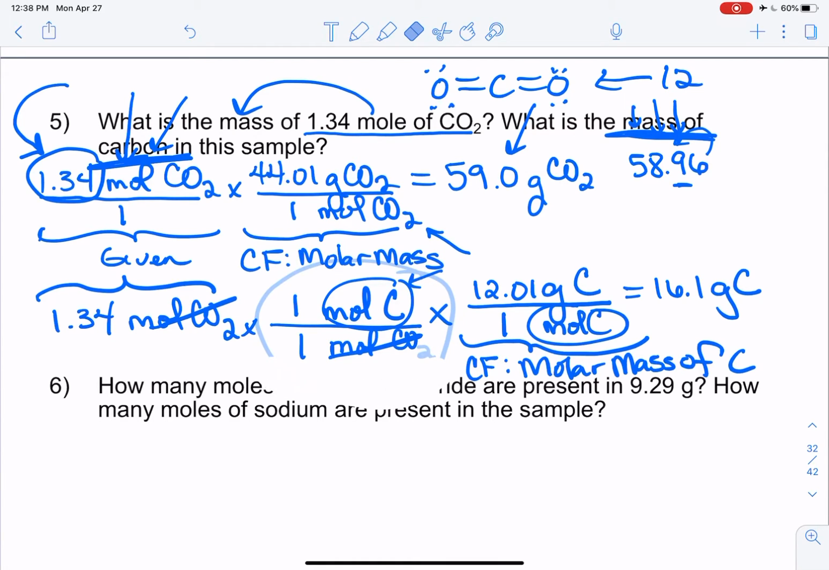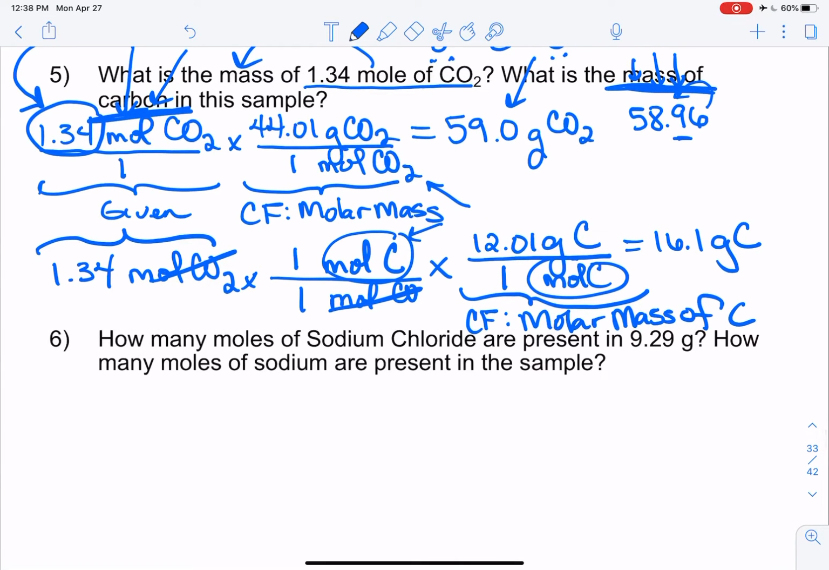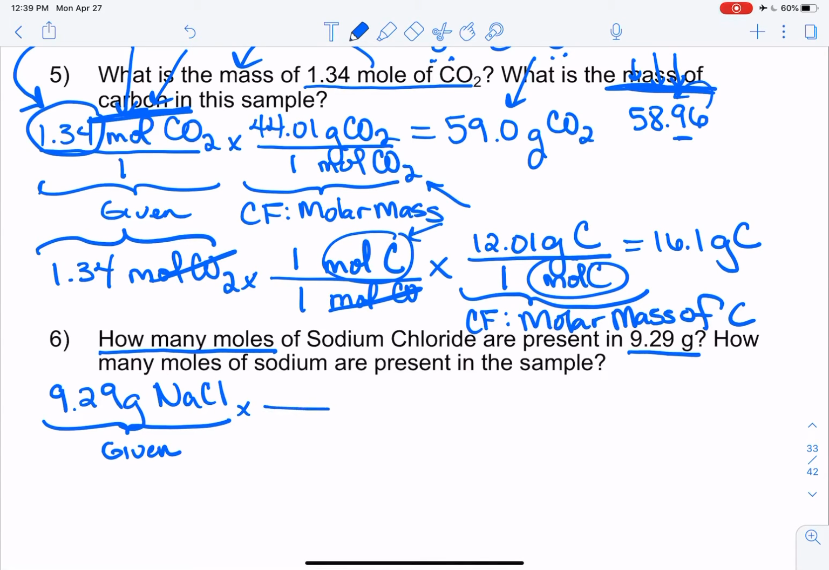Okay, so the next problem says that we have 9.29 grams of sodium chloride, and we want to know how many moles of sodium chloride we have in our 9.29 grams of sodium chloride. So you need to figure out what you need to write down first on the paper. And that's going to be your given. So you're going to have 9.29 grams of sodium chloride, and that is your given. And the question asks us for moles.